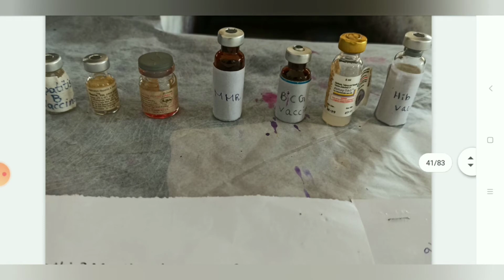Then third one is MMR. MMR is a live attenuated vaccine. It is given as subcutaneous injection. The schedule is 12 to 15 months for the first dose, and the next dose is at 4 to 6 years.